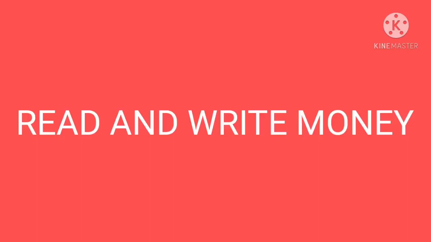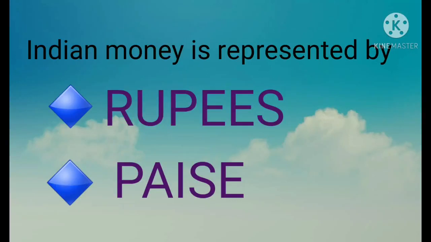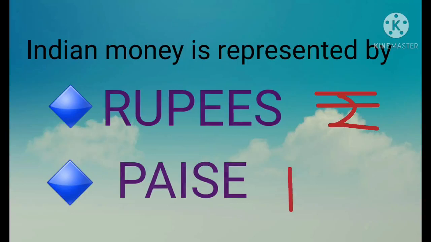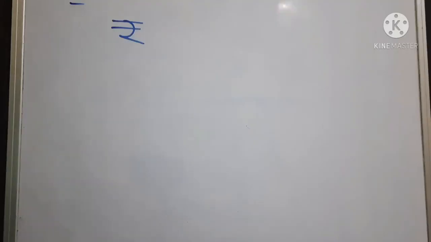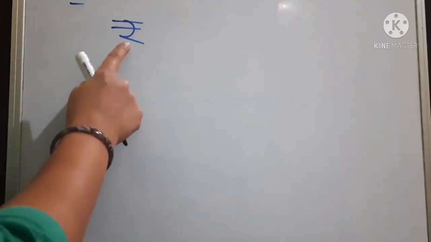Now, let us learn how to read and write money. Indian money is represented by rupees and paise. We write rupee with its symbol and paise as P. Children, remember 1 rupee is equal to 100 paise. Children, we already know the symbol of rupee is this.